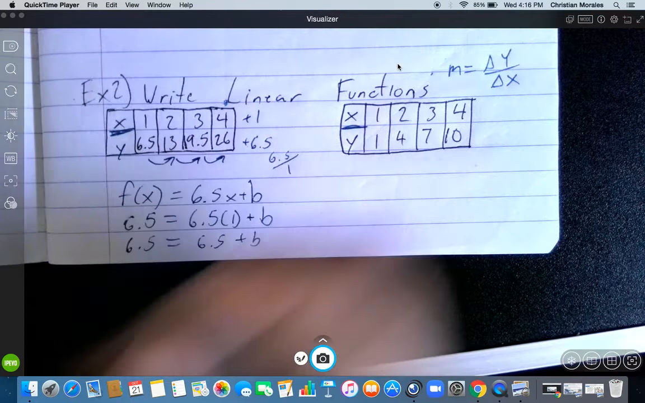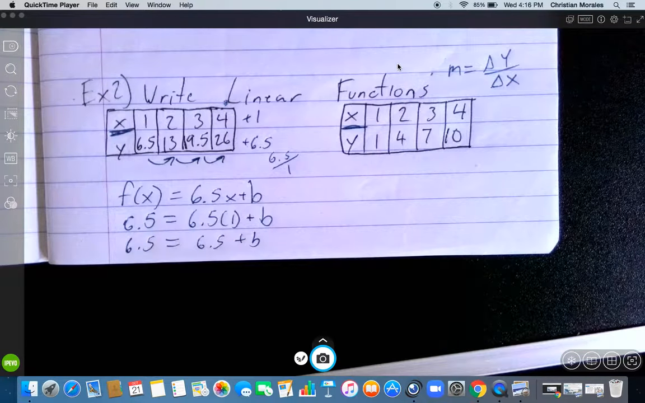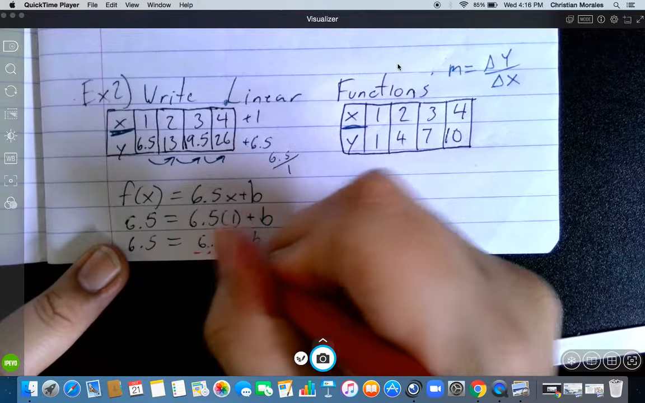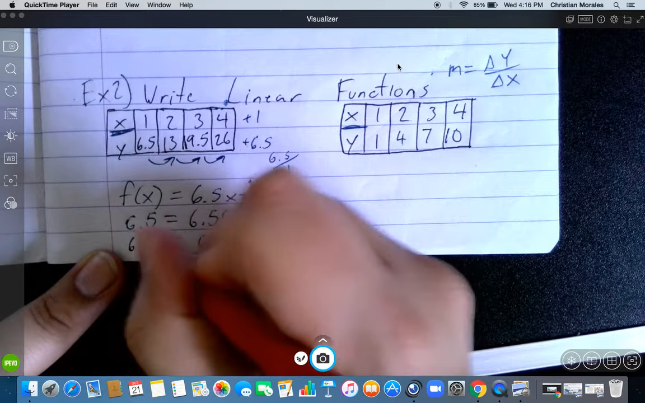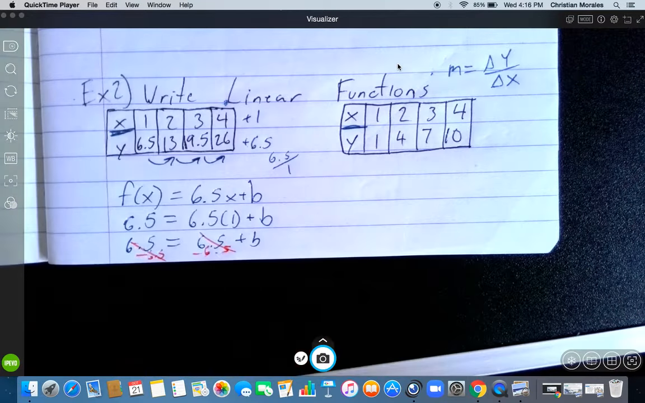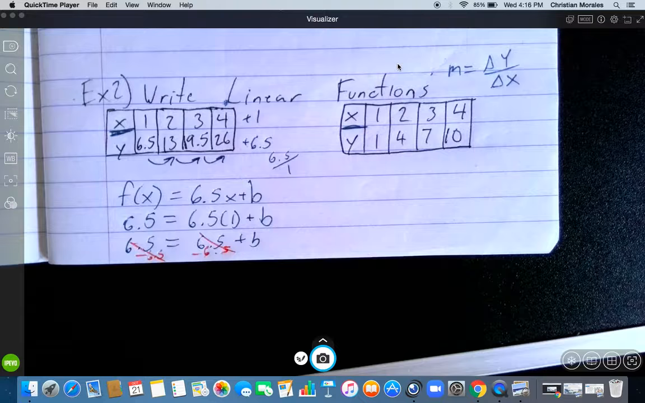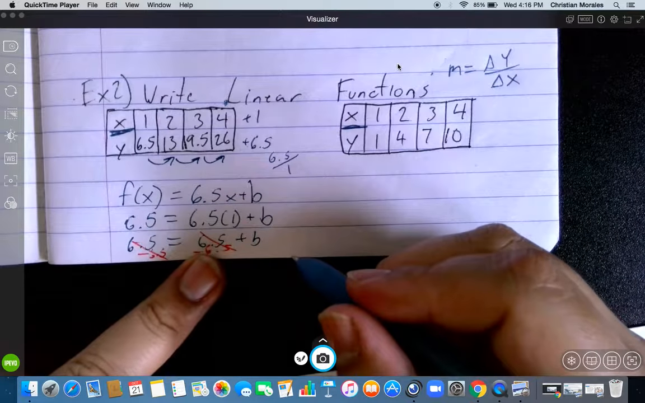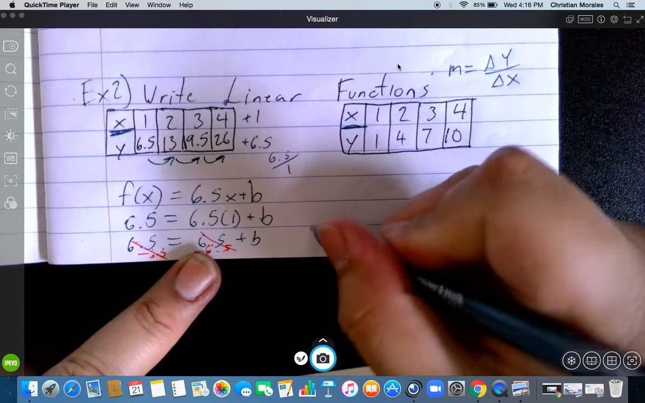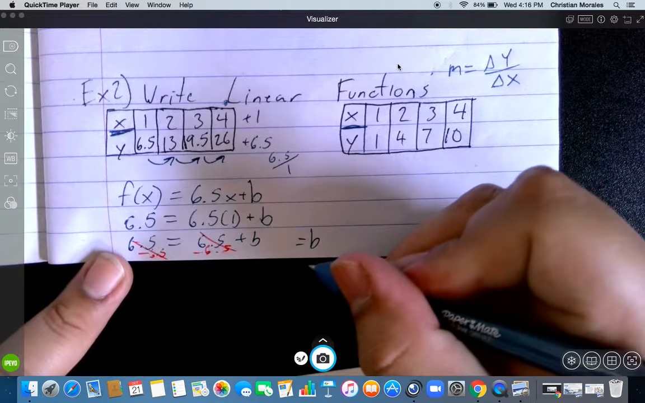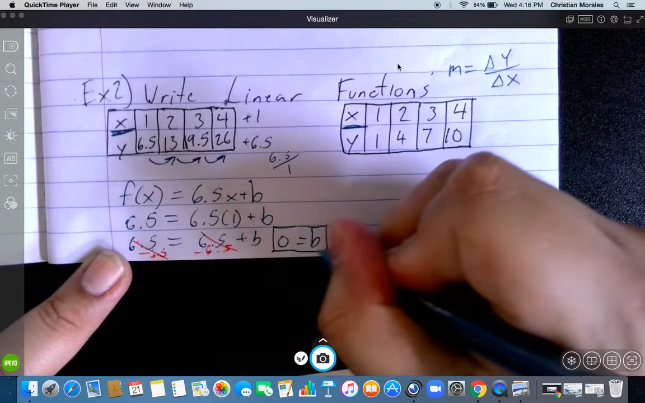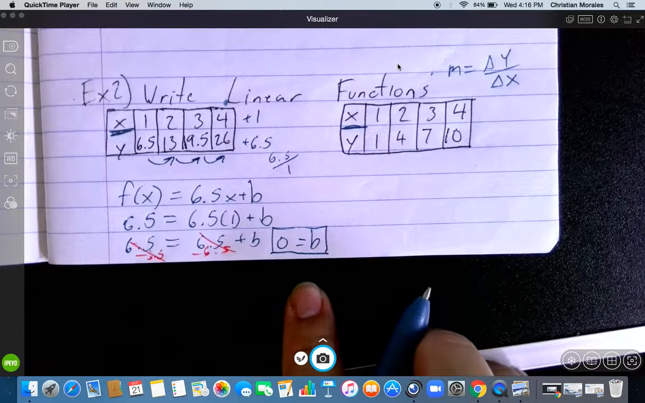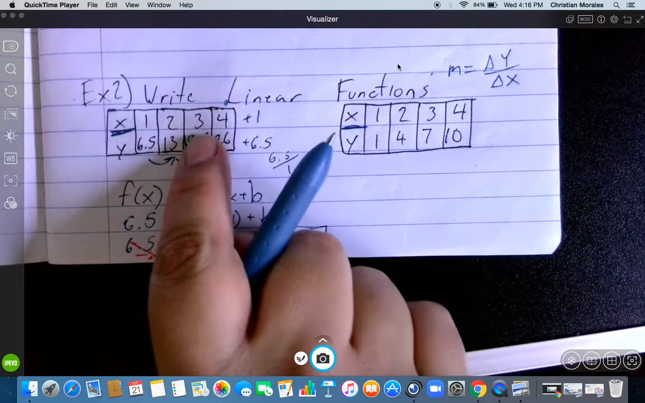Okay, now we got to cancel out the 6.5 on one side. We're going to minus 6.5. Sorry, it's really not coming out that strong. Minus 6.5. Cancel out. Oh, they cancel out on both sides. So the only thing I have left here is b, but the only thing I have left there is 0. So b is 0.